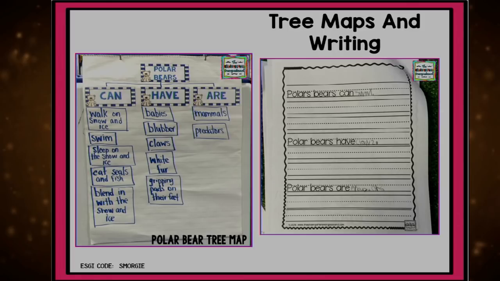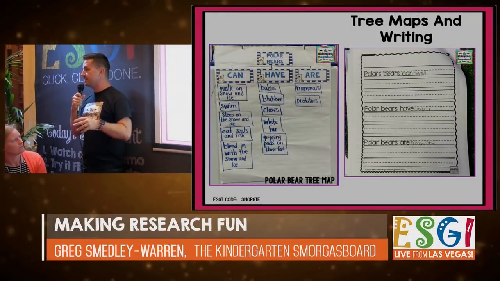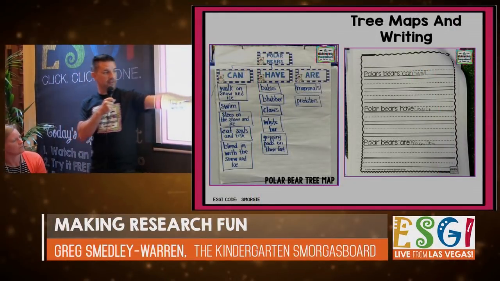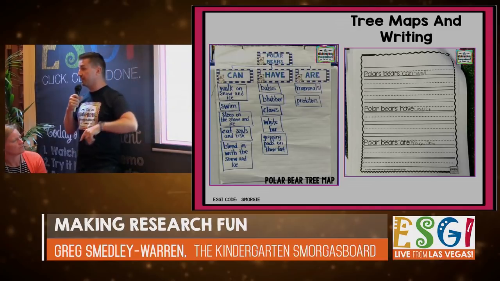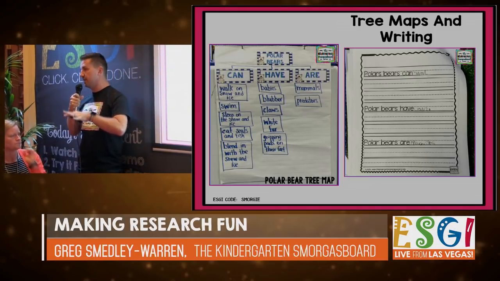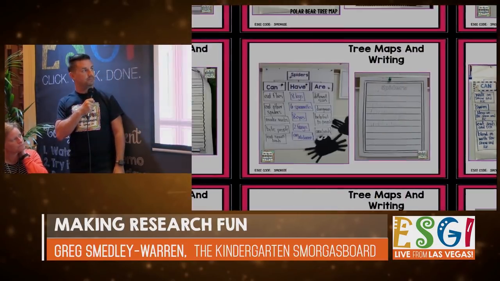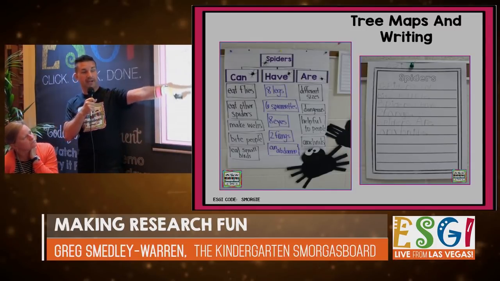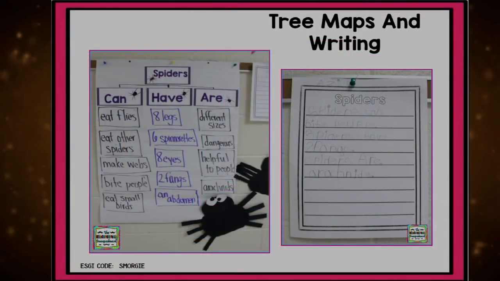So here we are again with polar bears. So we learned all about the polar bears, and the kids did the writing. The writing is differentiated, so you can either do it with the sentence frames or without the sentence frames, depending on where we are in the year, how the kids are doing with their writing. So here's an example of the writing without the sentence frames. So they took all of that information, and they did their writing.